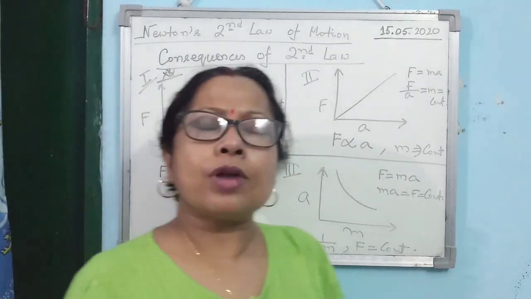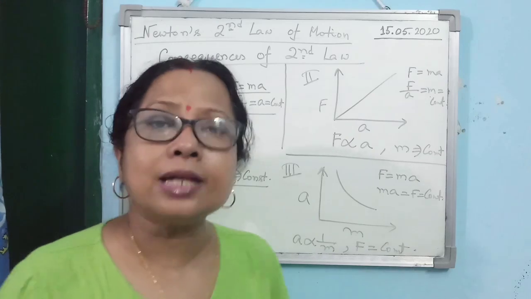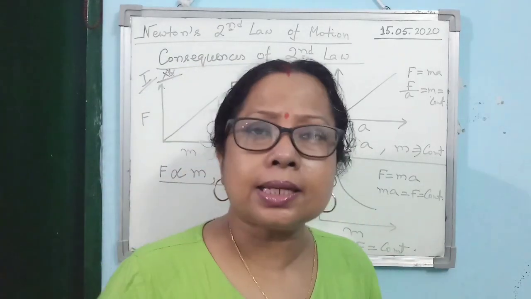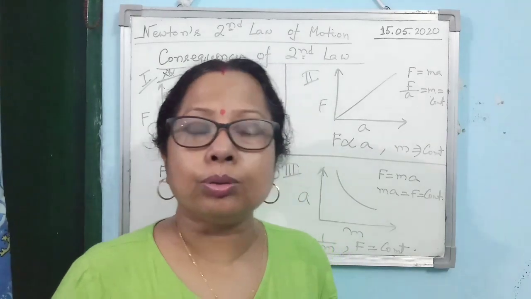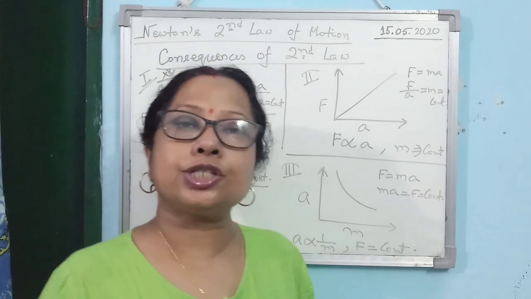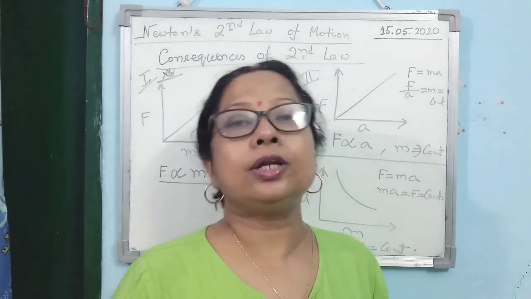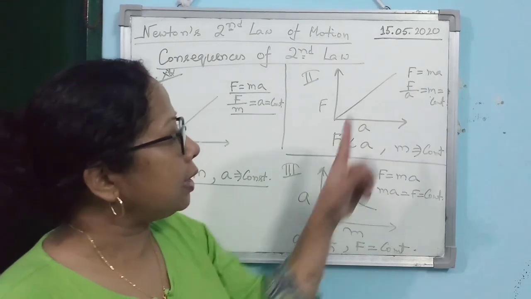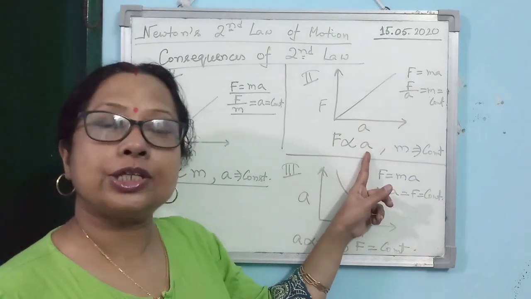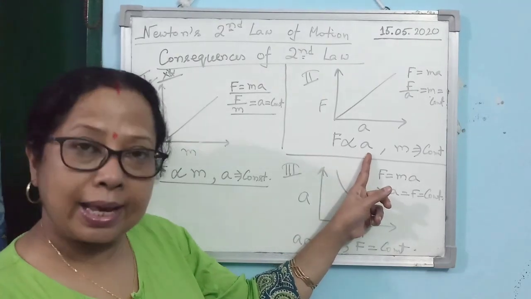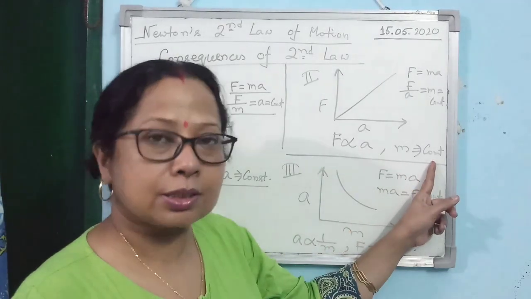What does it mean? From simple practical experience also you are getting this. If you want to create more acceleration, then what you need to do? You need to apply more force. If you want to create less acceleration, what you need to do? You need to apply less force. So what conclusion you can make from the second law? That force and acceleration, they are directly proportional when mass is constant.